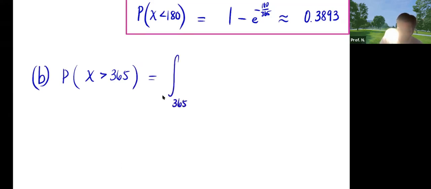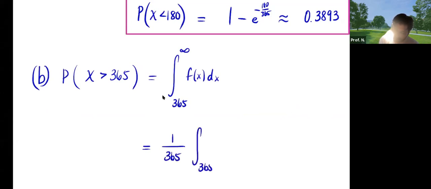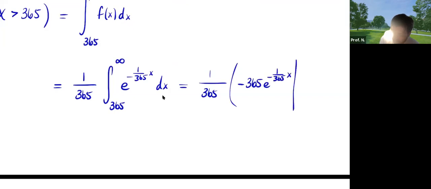Now what is this going to be equal to? Well, it's equal to the PDF with these integration bounds from 365 to infinity. So this is 1 over 365, integral from 365 to infinity of e to the negative 1 over 365x dx. And so this equals 1 over 365 times negative 365 e to the negative 1 over 365x evaluated from 365 to infinity.